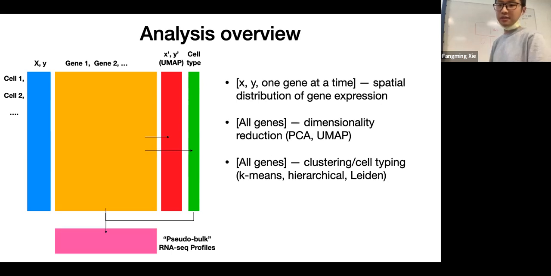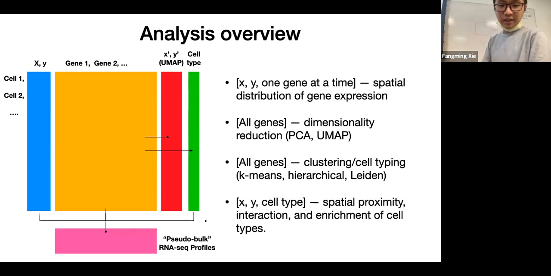Once you get the clusters, what we can do is compute the cluster centroid for each cluster across all genes. Then you get a pseudo bulk RNA-seq profile. What we mean by pseudo bulk is that you are computationally pooling the signals from all cells that belong to the same cell type and doing bulk RNA-seq on it. It's equivalent to that, more or less.